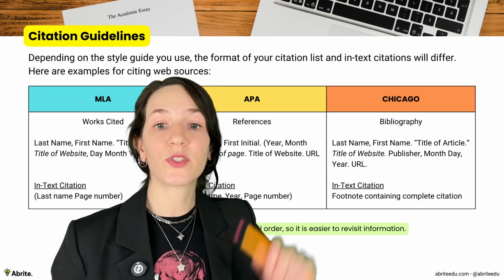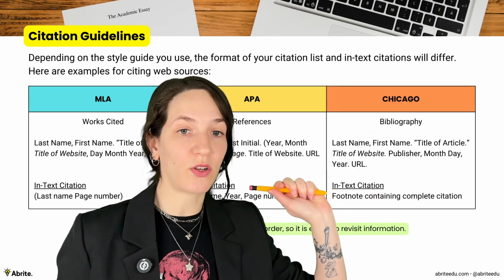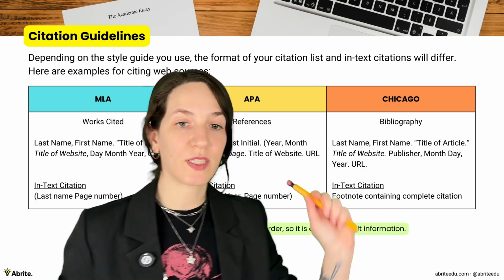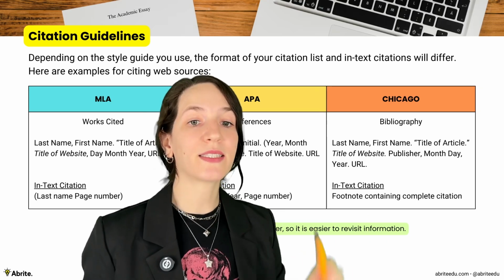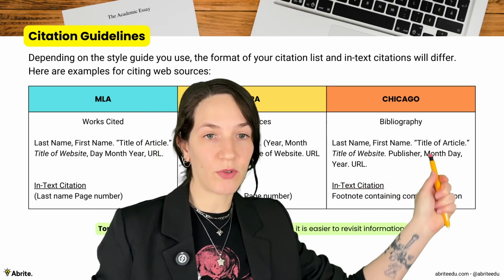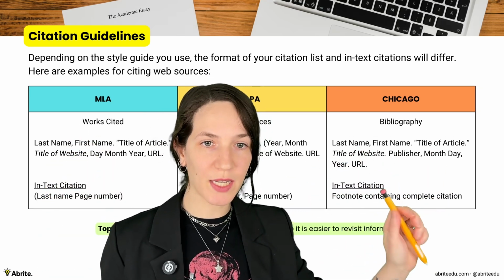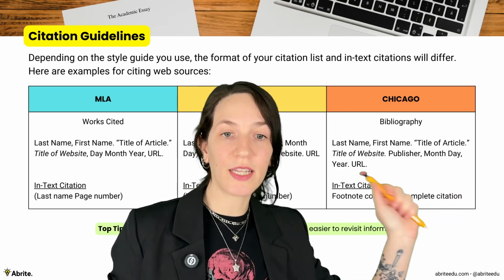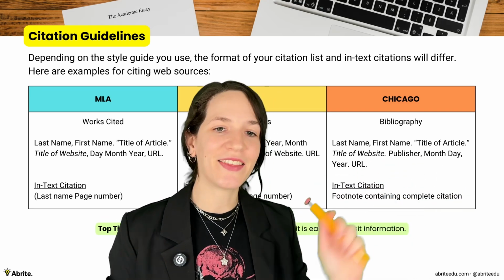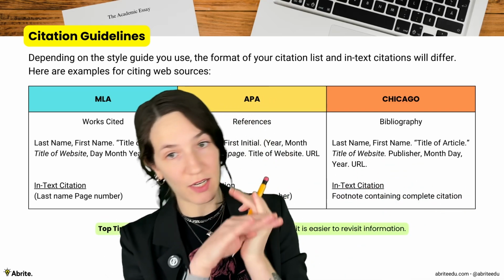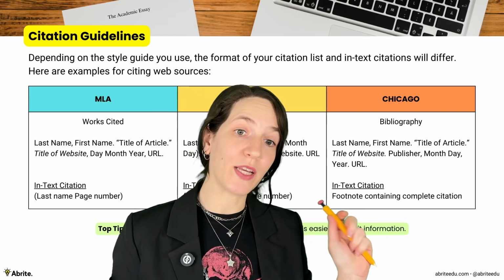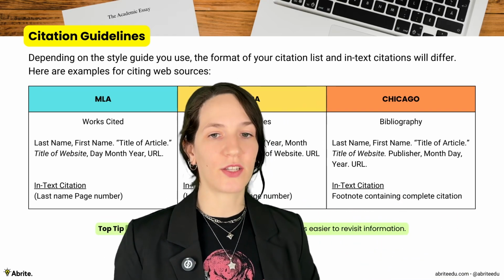For Chicago, your citation list at the end of your essay is called the bibliography. It follows also a similar format: last name, first name, title of article in quotations, title of website, publisher, month, day, year, and the URL. And the in-text citation is actually non-existent. It would be a footnote containing the complete citation.